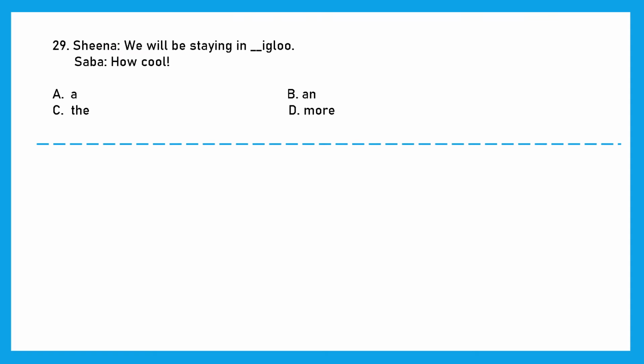Question 29. Sheena, we will be staying in dash igloo. Sabah, how cool. Now which article should come here? It is going to be an. Option B. And why? Because first of all, igloo is singular. And second, it is starting with a vowel sound, E. So we will use an igloo.